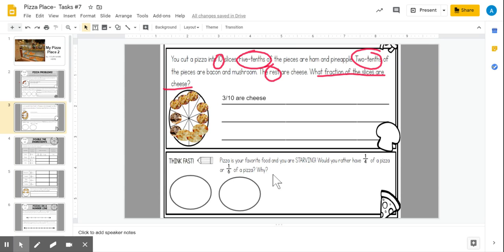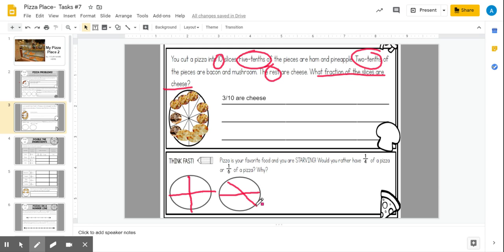The last one, pizza is your favorite food and you are starving. Would you rather have 1/4 of a pizza or 1/6 of a pizza? Why? So we're going to have to compare these. Hopefully you're already thinking which slice you would want, but now we have to prove it. Remember when we're talking about the denominators, when the numerators are the same, and you look at the denominators, you want the big number or the smaller number? Think about that.